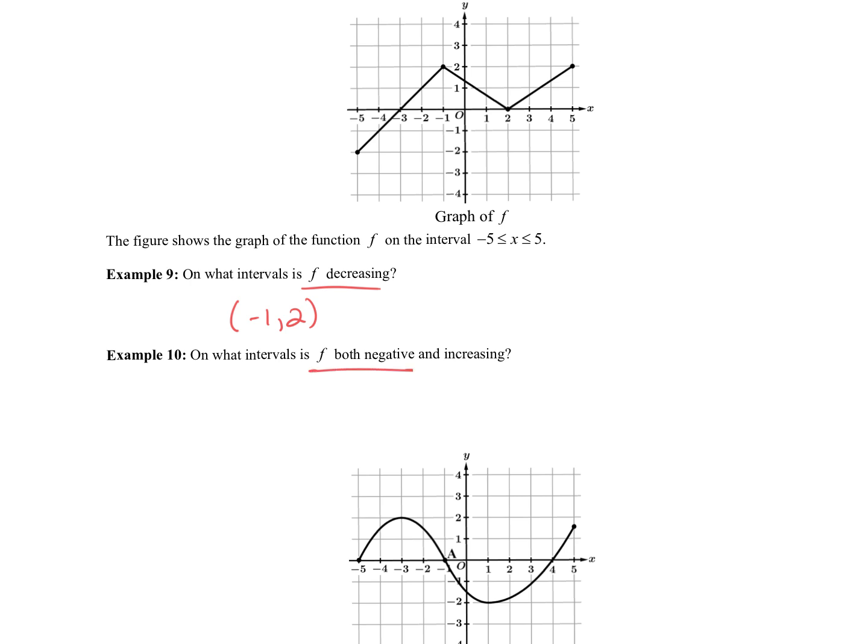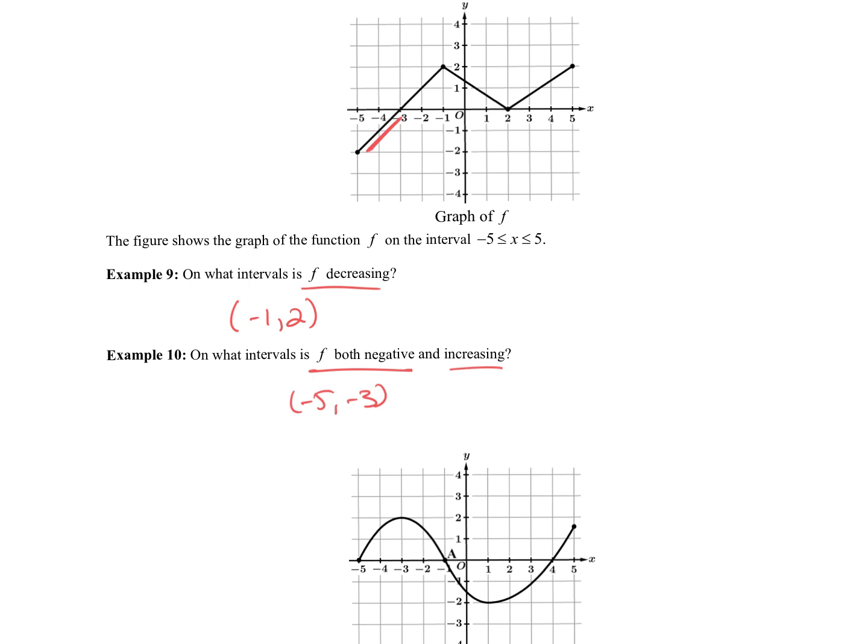All right, and then on what intervals is F negative and increasing? So what does it mean for F to be negative? That means where? Where's my function if F is negative? Below the x-axis. And what does it mean for F to be increasing? It's going up. And so, where is F negative and going up? Negative 5 to negative 3. All right, right there.